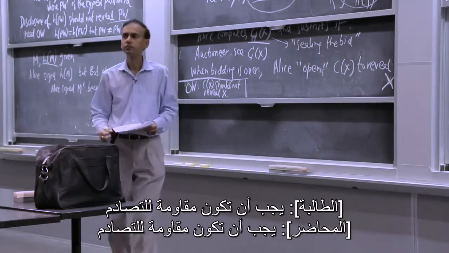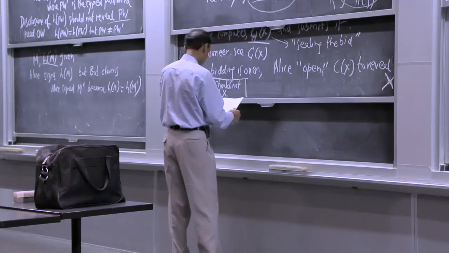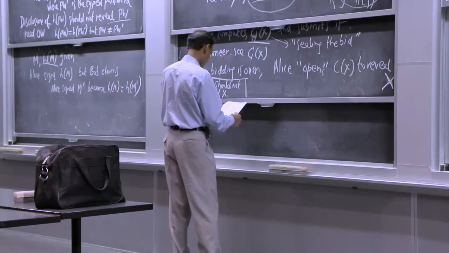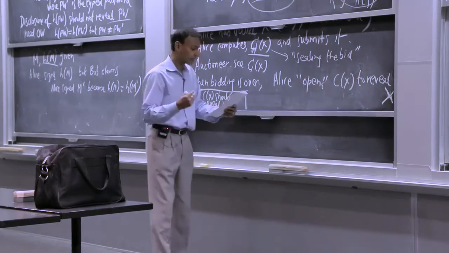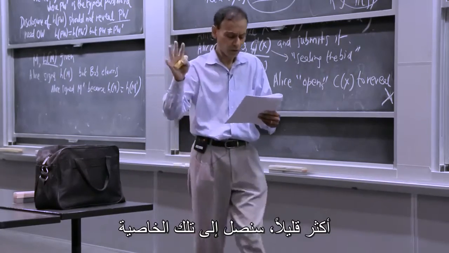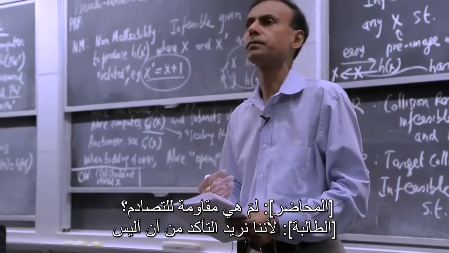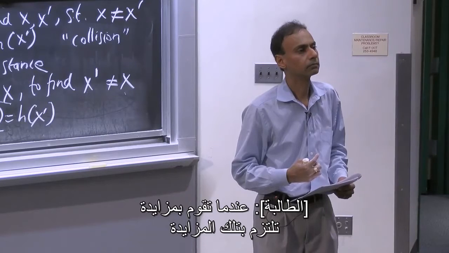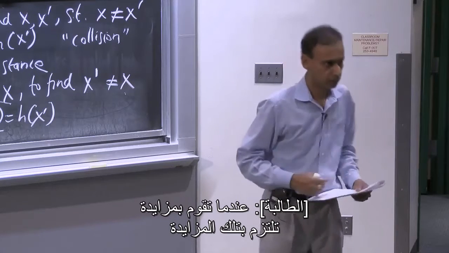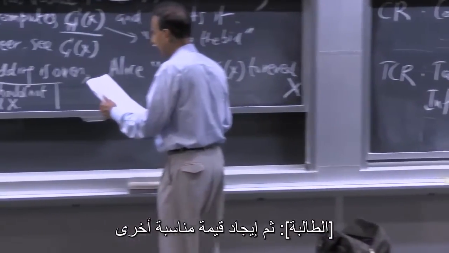Do you have more? It has to be collision resistant. Okay, I guess. A little bit more. I mean, you're getting there. Why is it collision resistant? Because you want to make sure that when Alice makes a bid, she commits to that bid. If it's not collision resistant, then she could bid 100 and then find something else that collides. That's exactly right.